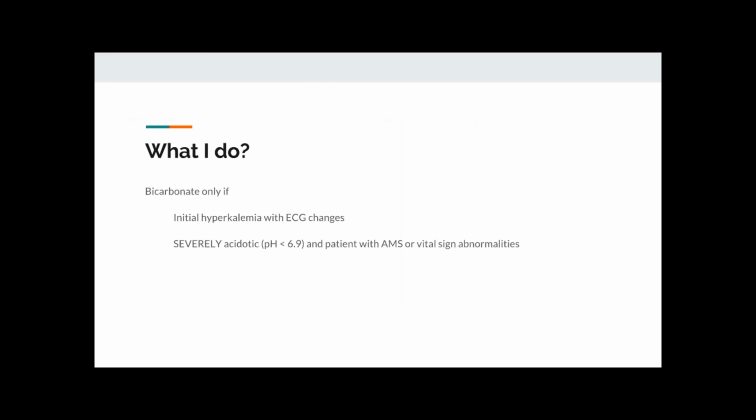So what do I do? I give bicarb only if the patient has EKG changes of hyperkalemia, or if they are really, really severely acidotic and have some sort of altered mental status or hypotension. Do I have evidence for that? No. Are there expert recommendations? Somewhat. Experts usually say that if they're super acidotic, consider bicarb. This is just what I do, because at that point, the acidosis of 6.6 is going to kill them before I get them treated. Okay?